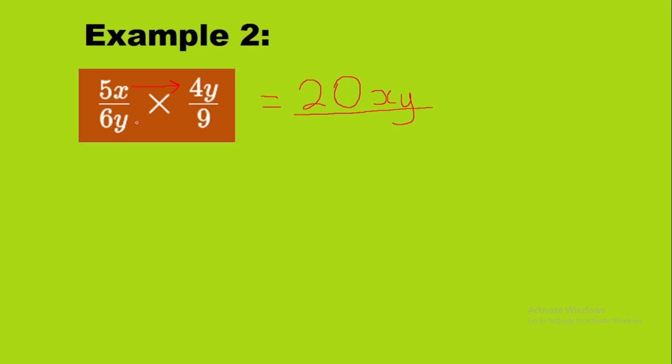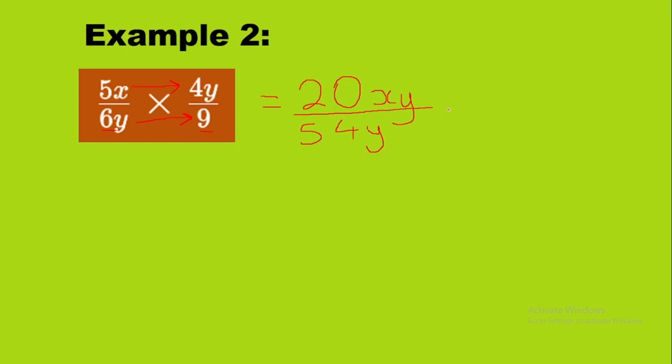For the denominators, we have 6y, so denominator times denominator would be 6y times 9. And remember, we multiply numbers first, and if you look right here, we only have the numbers, so that will just be 6 times 9. So 6 times 9 will be 54, and we will just put back the letter beside it, so 54y.